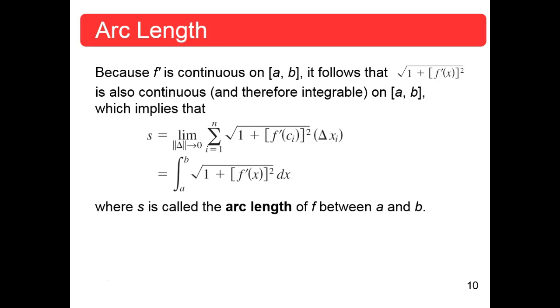The f prime is continuous. It follows that the square root of 1 plus f prime squared is also continuous and therefore integrable on a to b, which implies that this thing, your arc length, is going to become not a summation but an integral from a to b of the square root of 1 plus f prime of x squared, times dx. That is called the arc length between a and b. Notice they said, therefore, integrable.